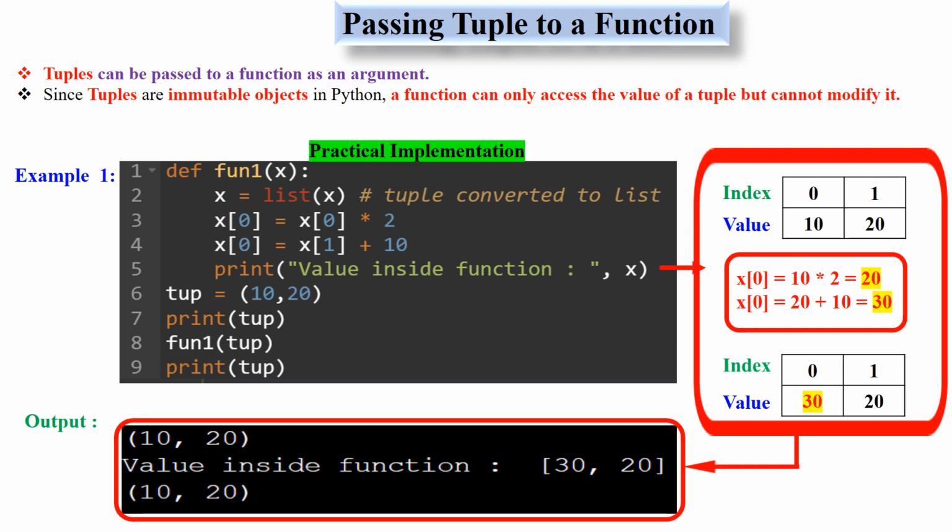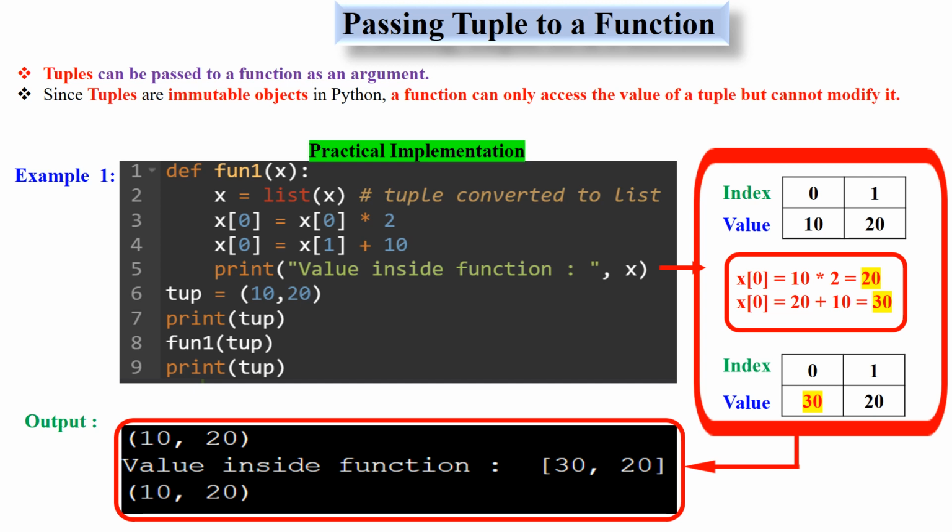In line 8, fun1 of tup. The fun1 function is called with the tup tuple as an argument. This means the x parameter inside the function will reference the same tuple object. In line 9, print tup. The original tuple tup is printed again. This outputs a tuple containing 10, 20.